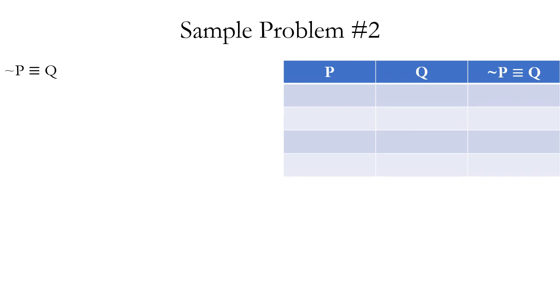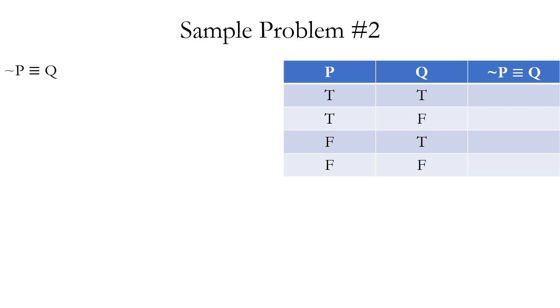Let's look at another simple proposition, tilde P triple bar Q. Like the previous example, this has only two simple propositions, P and Q. So our table is going to have 4 rows or lines and 3 columns. So to begin with, we assign the truth values under P and Q.